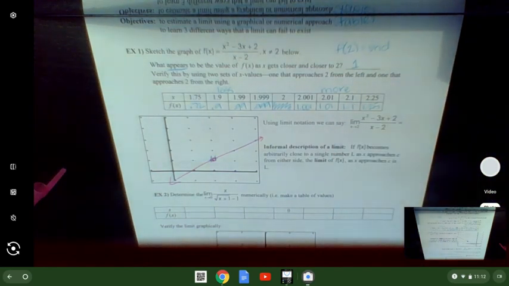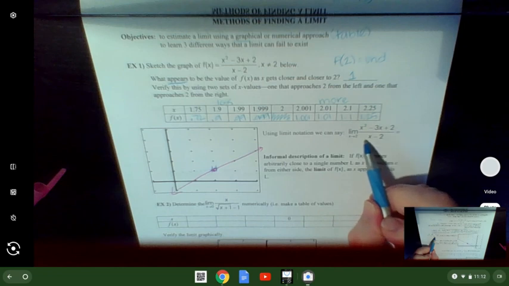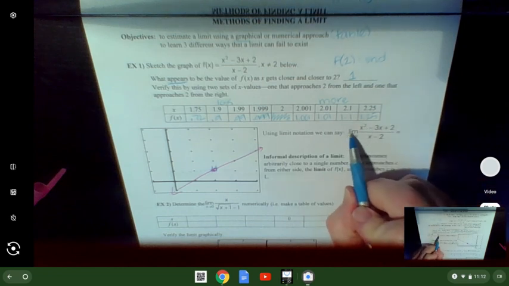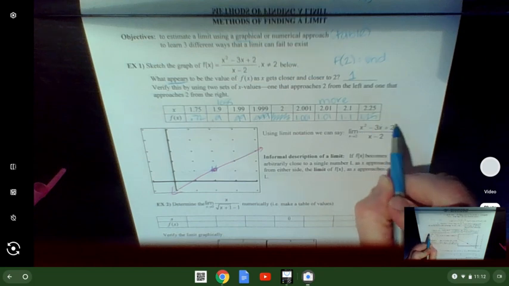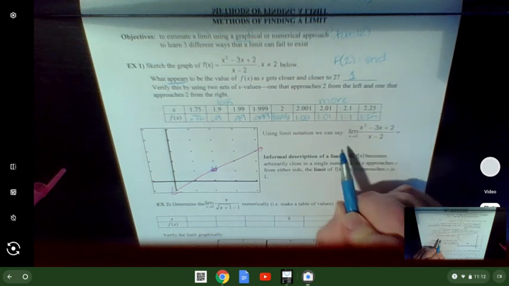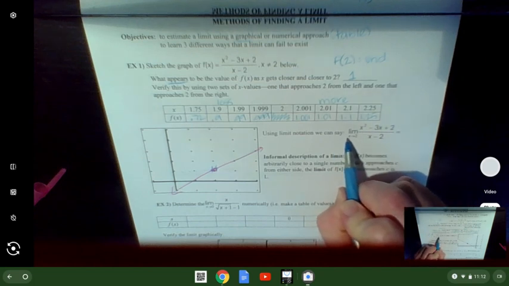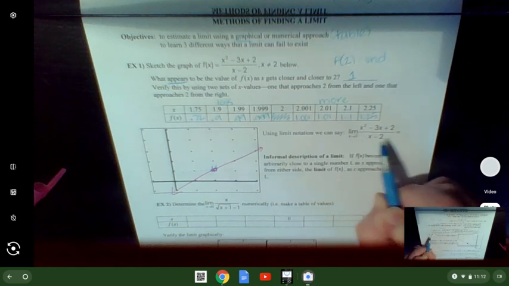Putting this into limit notation, this is what limit notation is. Limit notation, LIM, stands for limit. It says the limit of my function, and I put the definition of my function right here, as we approach an x value of 2.